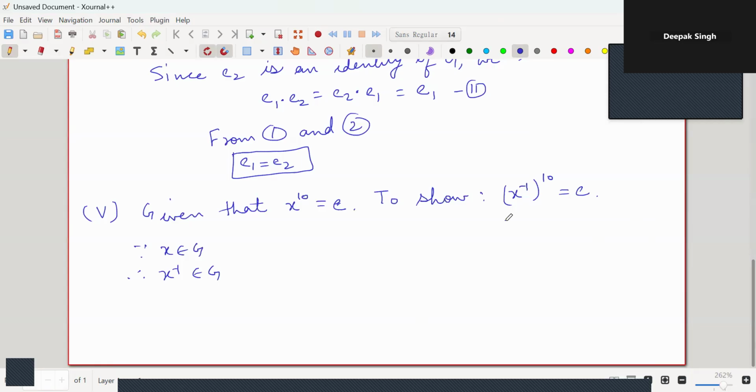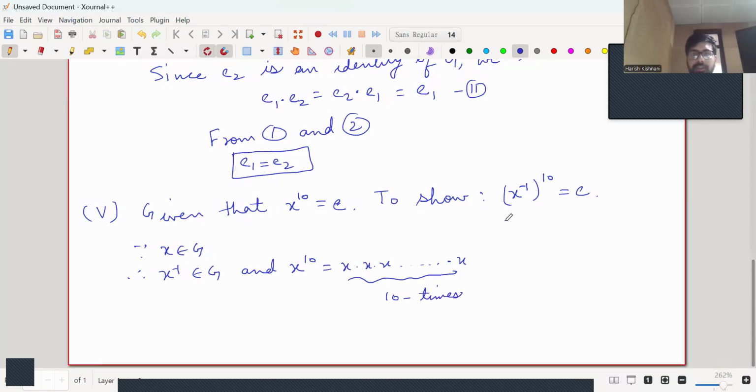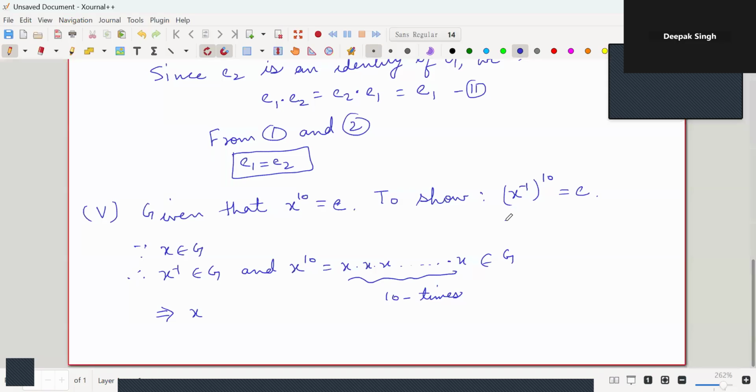And X raised to 10, which is just X, X, X, X 10 times, also belongs to G, which implies X to the power minus 10 also belongs to G. This is the same as writing X inverse power 10 or X to the 10 inverse.